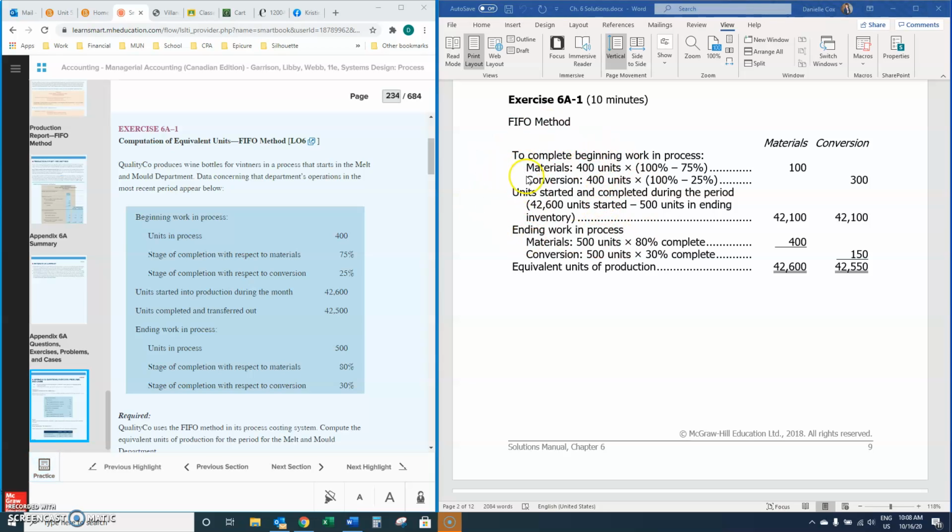So make sure you're aware of what to do for weighted average. Weighted average would be units completed and transferred out, 100%, and then the ending work in process would be the same. But rather than these two here, we would just have units completed and transferred out, 42,500. But for FIFO, we take into account the work that was completed just during the month.